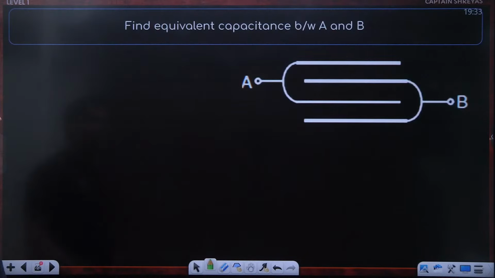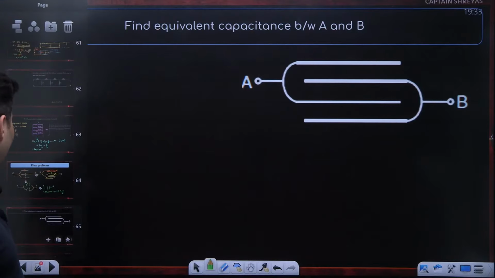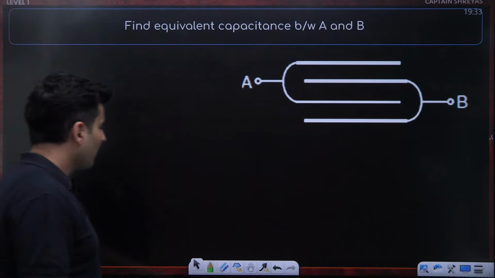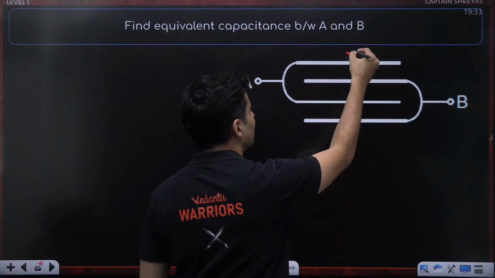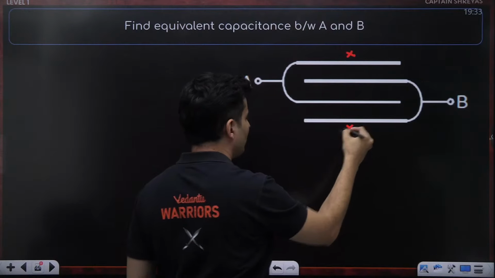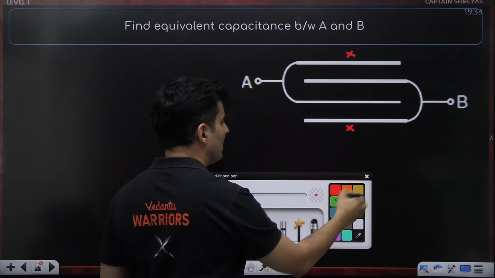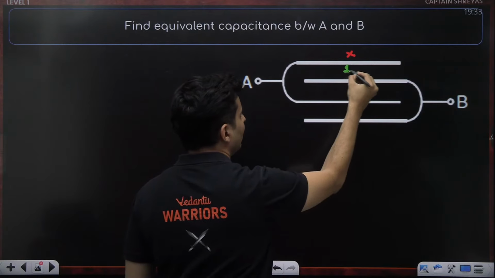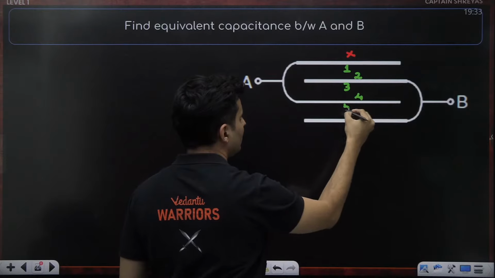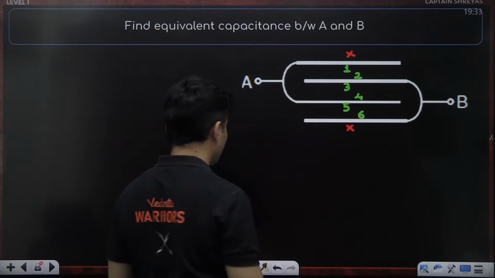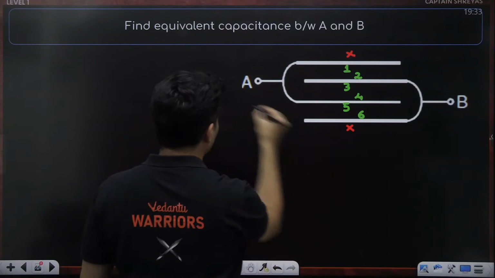Let's see some questions. This is the question that we have. Let's try to solve it. First of all, there will be useless surfaces. Like the uppermost surface is useless. The lowermost surface is also useless. Also, you will notice that this is surface 1, this is surface 2, this is surface 3, this is surface 4, this is surface 5, this is surface 6. Let's see what it comes out to be.